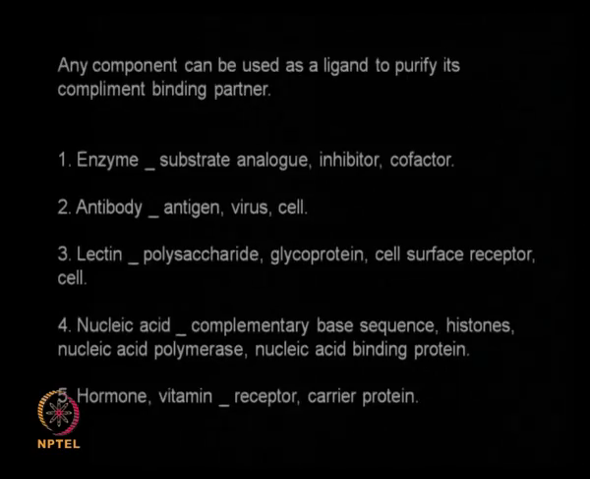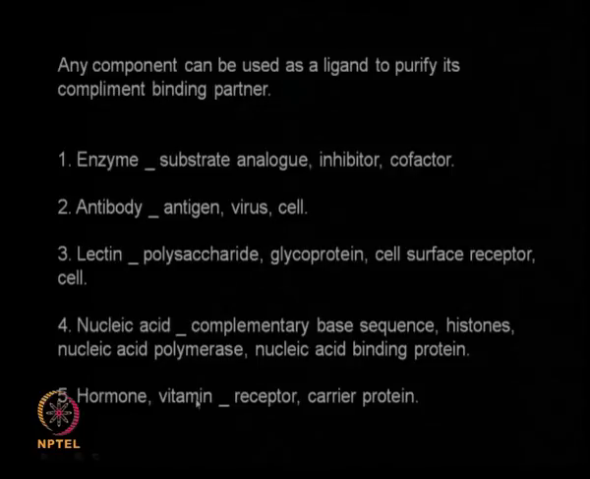So we can use any type of component as a ligand to purify its complementary binding partner. Okay. So you have a complementary binding partner and you have a ligand which is immobilized. So you can have an enzyme substrate analog, enzyme substrate inhibitor, cofactor, we can have antibody antigen, antibody virus, antibody cell, you can have lectin polysaccharide or lectin glycoprotein or lectin cell surface receptor, you can have a nucleic acid, you can have complementary base sequences, nucleic acid histones, nucleic acid polymerase or nucleic acid binding protein.